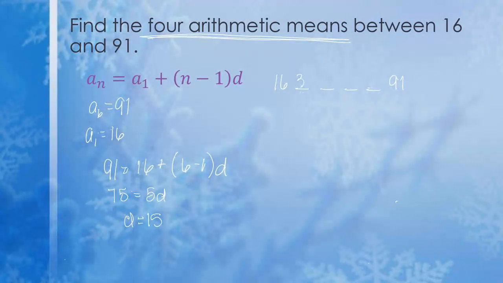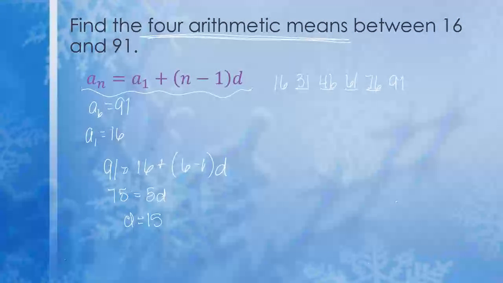So 16 plus 15 is 31. 31 plus 15 is 46. 46 plus 15 is 61. 61 plus 15 is 76. And 76 plus 15 is 91. I'm going to check that just to be sure, and it is. Okay, so I found my 4 arithmetic means here, 31, 46, 61, 76, by solving my equation for D.